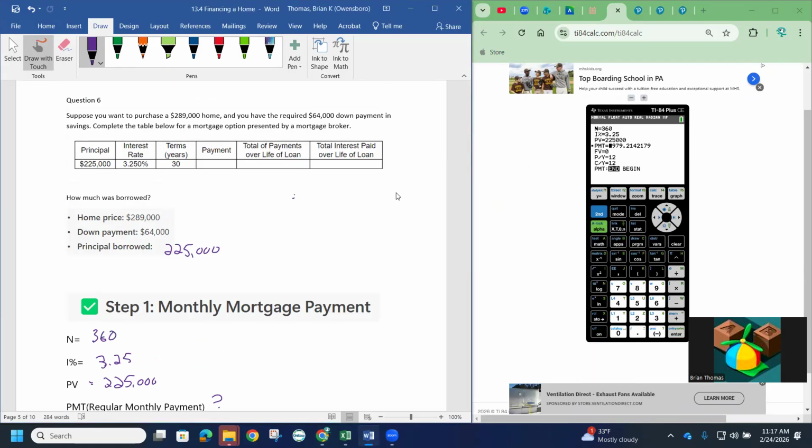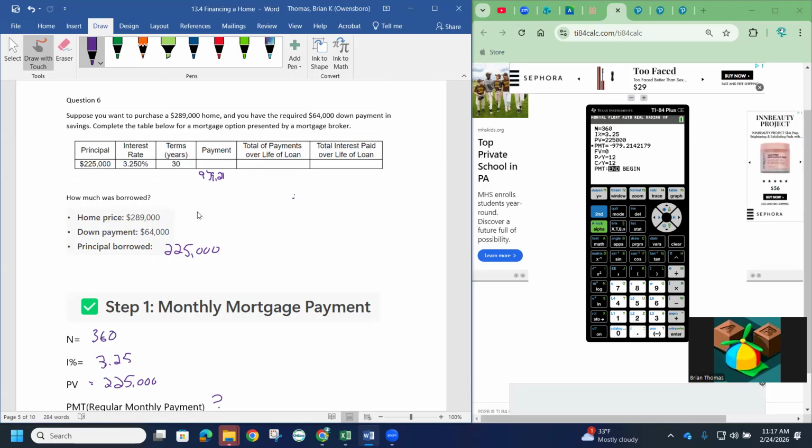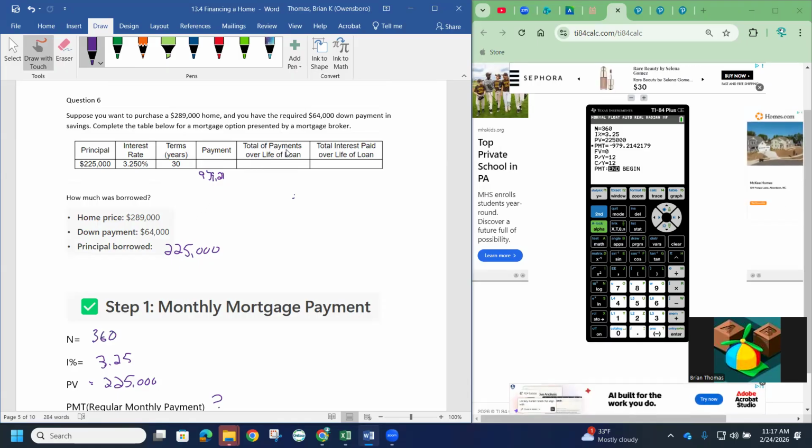So if we go over here, we know we're going to be paying $979 and 21 cents as our number there. Now, what they want to know is how much we pay over the life of the loan. So if we make $979.21, we have to pay that once a month, but notice how we have to pay that 360 times.